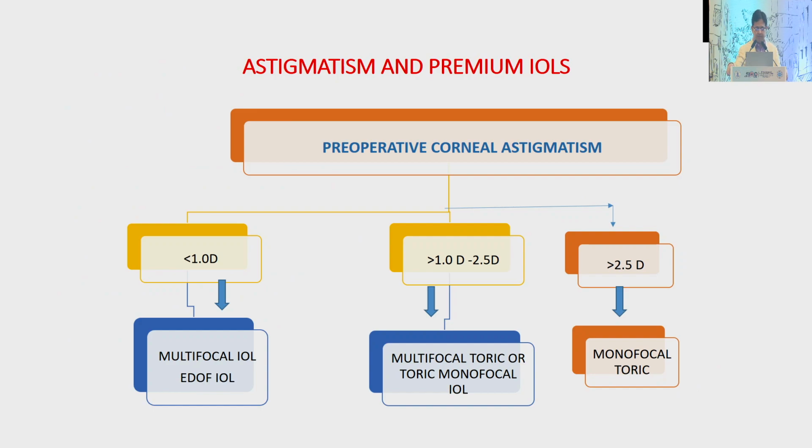Then astigmatism and premium IOLs: if the preoperative corneal astigmatism is less than 1 diopter, go for multifocal or EDOF lenses. If it is more than 1 up to 2.5, go for multifocal toric or the monofocal toric. If it is more than 2.5, I usually prefer monofocal toric, but we can go for toric multifocals also.